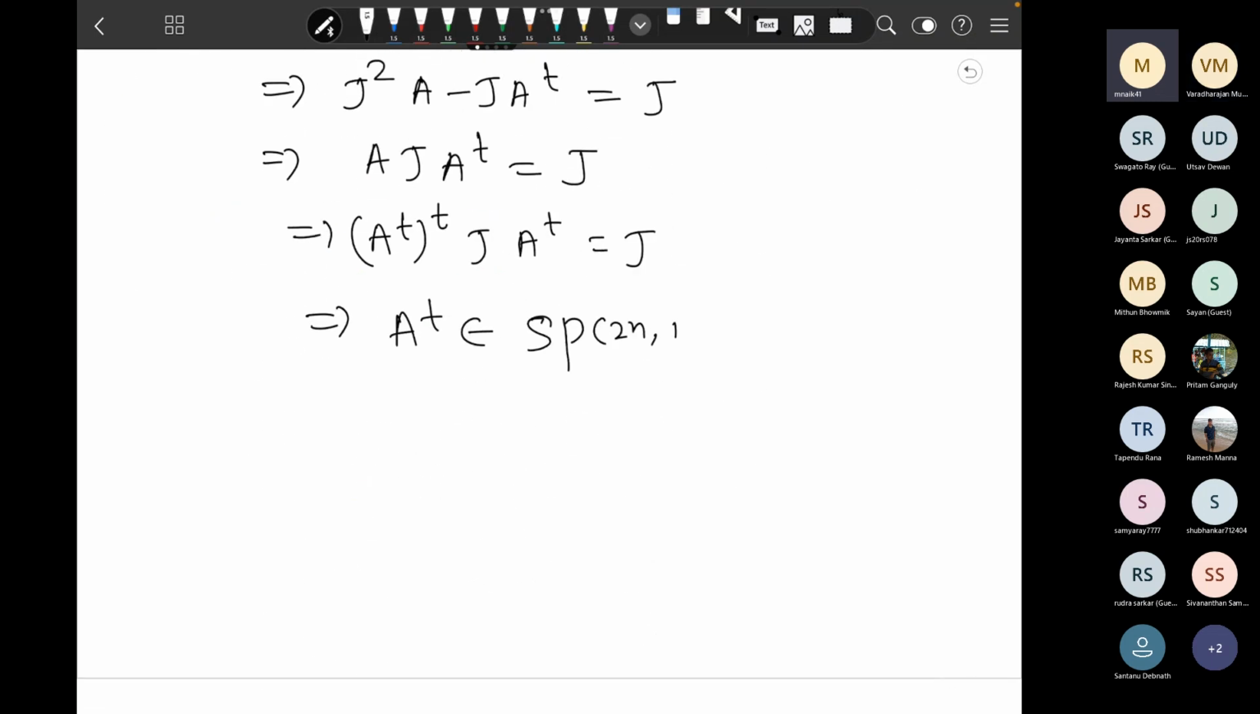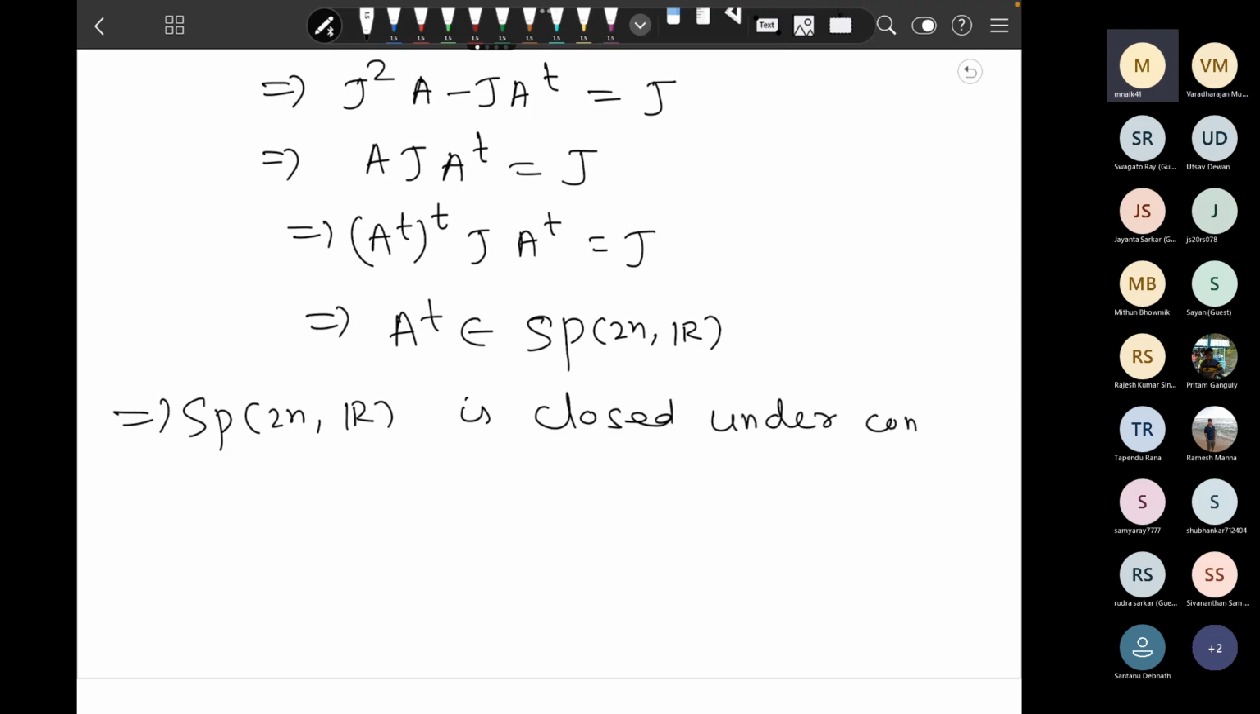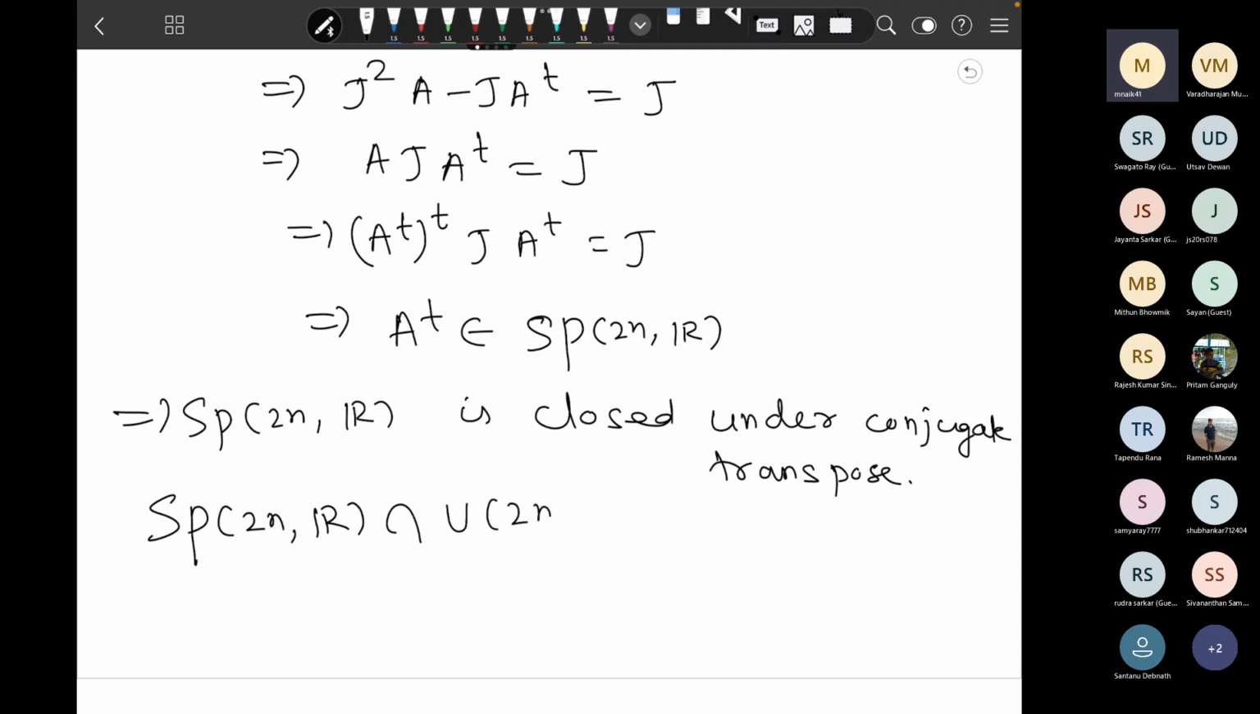So this implies Sp2n(R) is actually closed under conjugate transpose. So I have to utilize that polar decomposition lemma. For that I need to really calculate this Sp2n(R) intersection U2n. What is this? It's coming. Now since Sp2n(R) is a real matrix group, this is the same thing as Sp2n(R) intersection O2n, because these are real matrices.